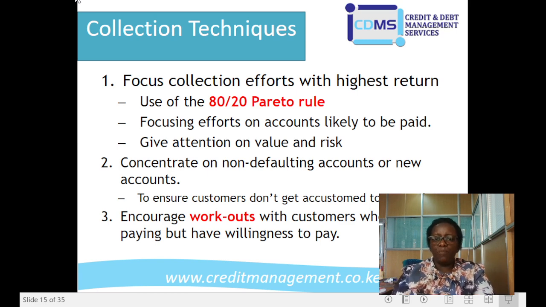So you can regroup all your accounts, or regroup your clientele, to make sure that you are applying the 80-20 rule, or the Pareto rule, whereby 80% of the amount due is owed by 20% of your customers. So if you sort your accounts receivable from the highest to the lowest, you will be able to see, because the more effort you put on these big clients, the higher the returns that you're going to get.